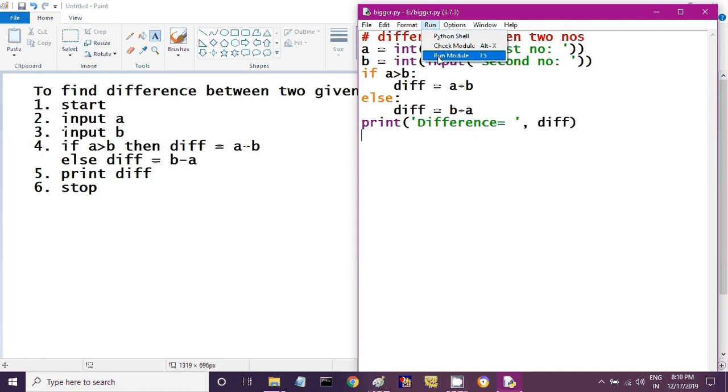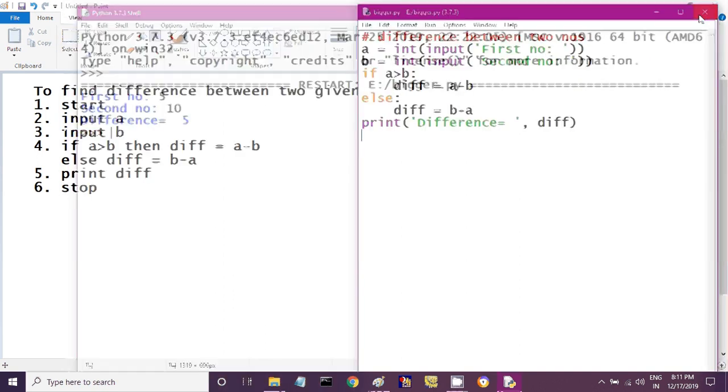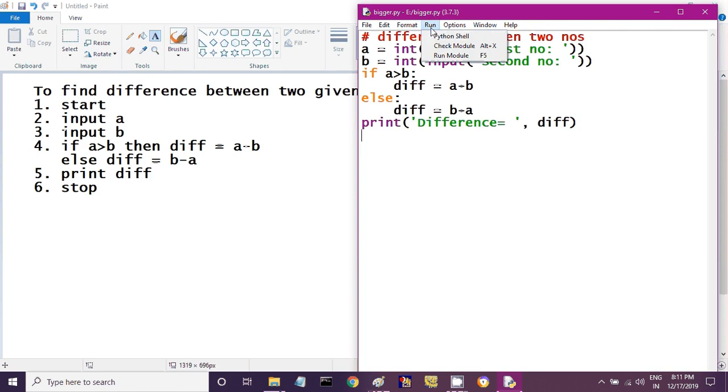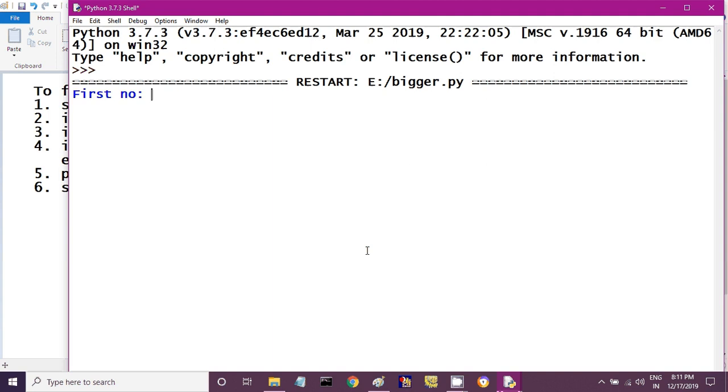I am running once again. First number 5, next number 10. Difference is 5. So the difference between two numbers will be always a positive number. Suppose I am running run module. First number minus 5, second number minus 10. Again difference is 5. So the difference will be always a positive quantity.